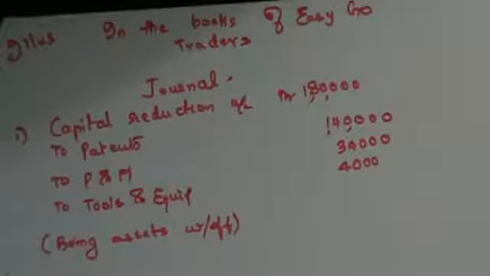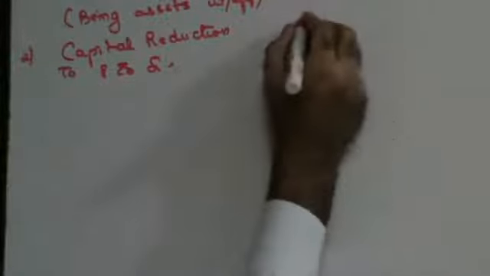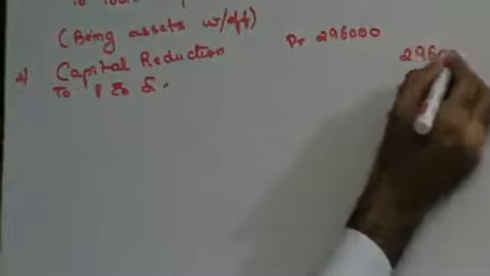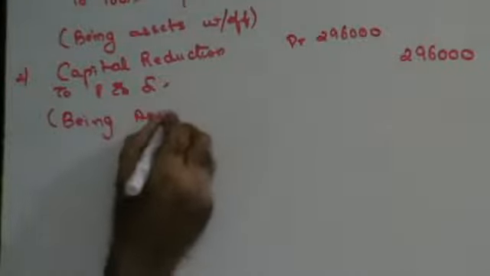Next, let's see another sum, guys. They've said to write off the debit balance of profit and loss account of 2,96,000. Debit balance of profit and loss account means the asset balance of profit and loss account. I'm writing down assets, and writing down assets means capital reduction on the debit side. Capital reduction account debit to profit and loss, the amount is going to be 2,96,000, being asset written off.